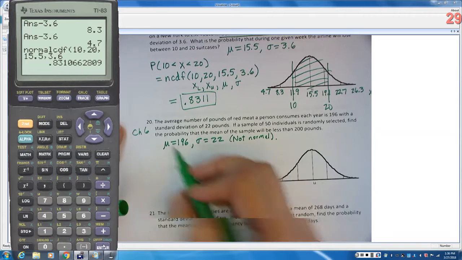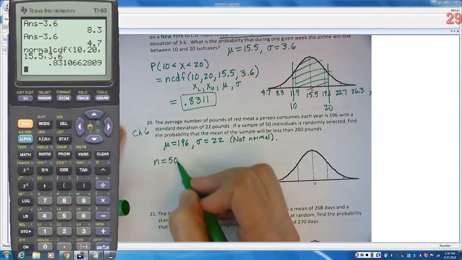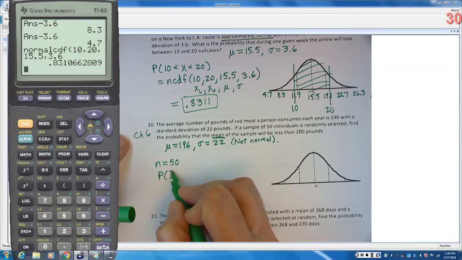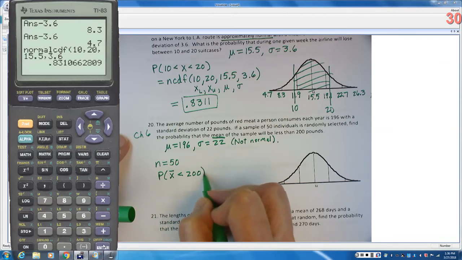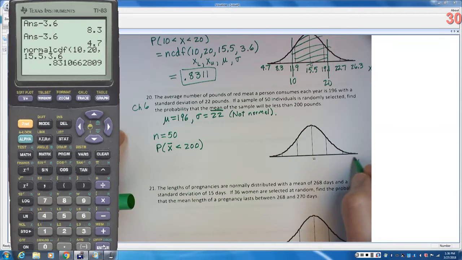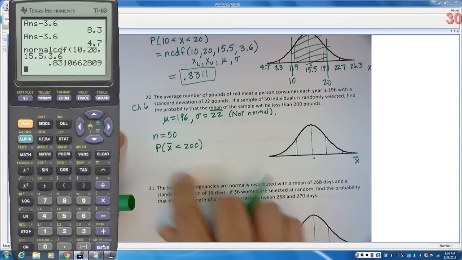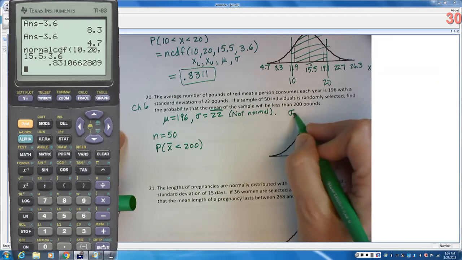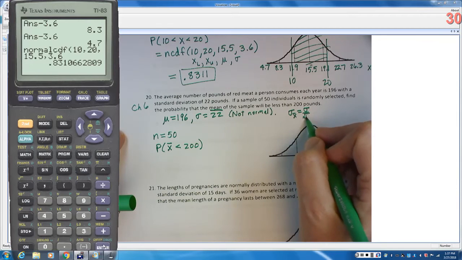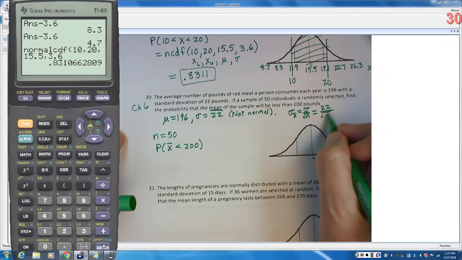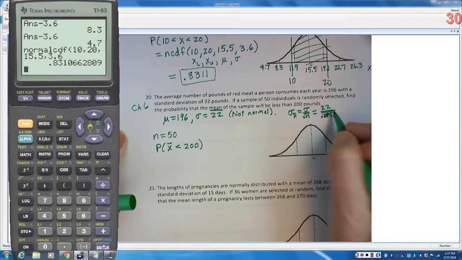Now it says if a sample of 50, n is 50, find the probability that the mean of the sample will be less than 200. So we're looking for the probability that x bar is less than 200. We need to label the curve for x bar, not x, and we need to find our new standard deviation first. Our new standard deviation is sigma divided by the square root of n, 22 divided by the square root of 50. N was 50.